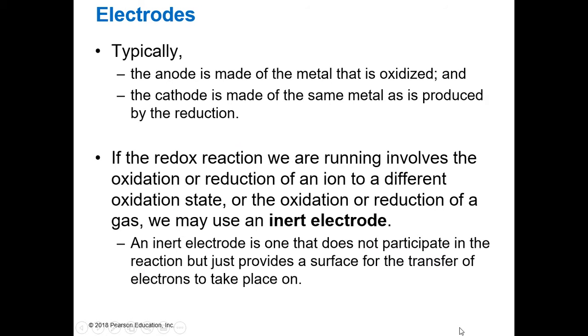So electrodes. Typically, the anode would be made of whatever metal is being oxidized. At the cathode, it would be made of whatever metal is being produced by reduction. This is what is typical. Though sometimes we are looking at the oxidation or reduction of a gas. In that case, we would need to use an inert electrode. So this electrode doesn't participate in the reaction. It only gives us a surface for those electrons.